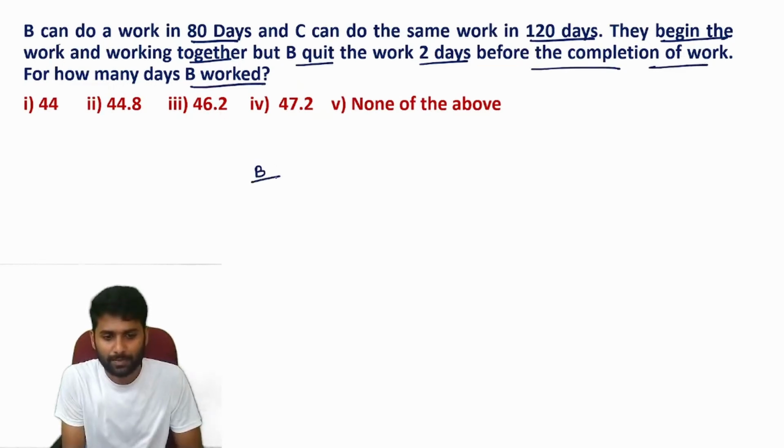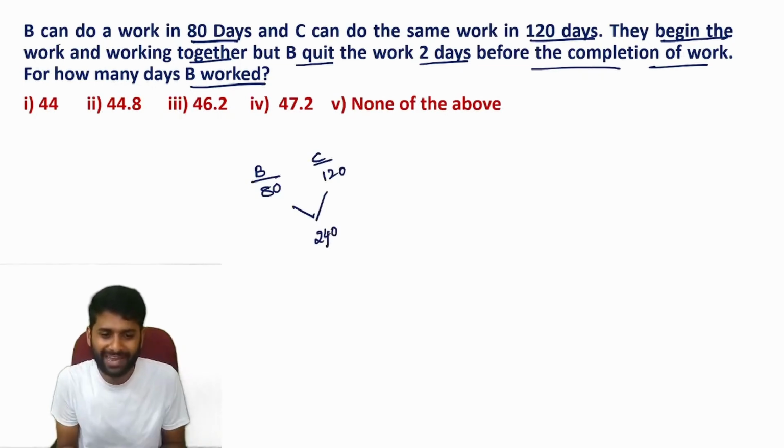Now see, B takes 80 days, C takes 120 days. And the total work is the LCM of 80 and 120, which is 240. B's efficiency is 3 units, C's efficiency is 2 units. Now we have the efficiency of B and C. Now start with that information. B and C start working together.